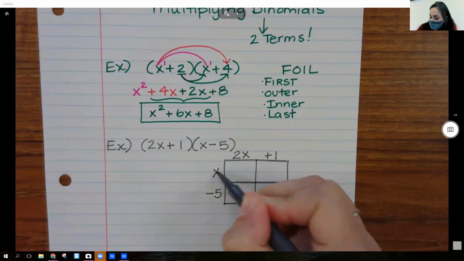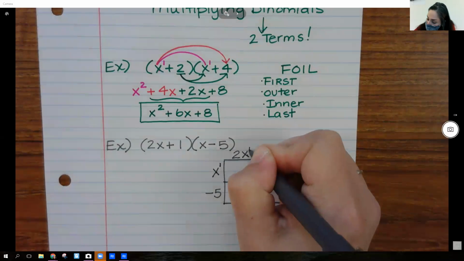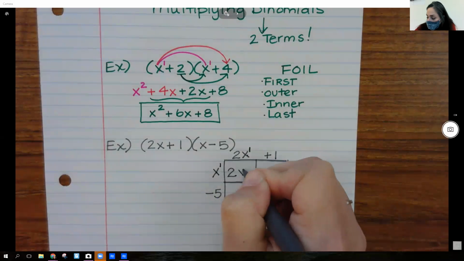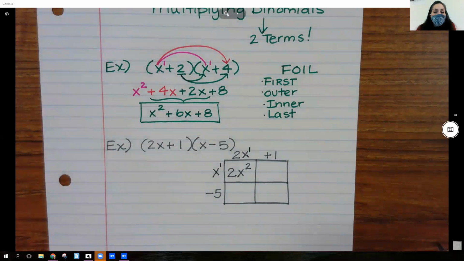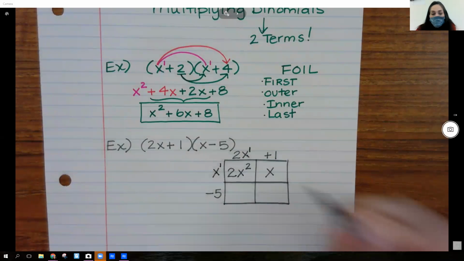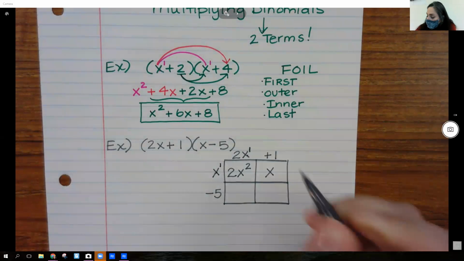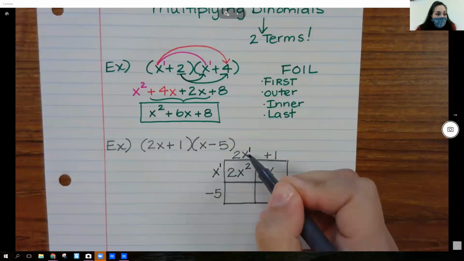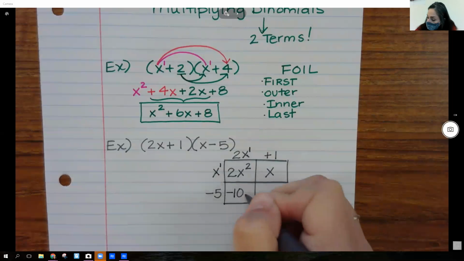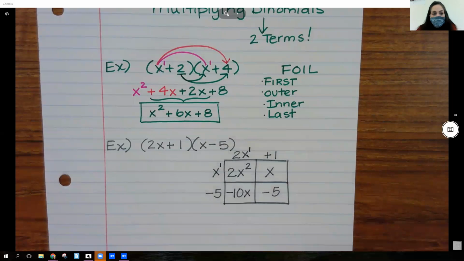So we're going to do x times 2x. So remember, this really has a little 1 right here, and this has a little 1 right here. So this would be 2, and then add the exponents, x squared, and put it in the box. X times positive 1 is just x. Okay, don't add them, you're multiplying. Don't forget you're multiplying. Negative 5 times 2x. Well, negative 5 times 2 is negative 10x. And then negative 5 times 1 is negative 5.